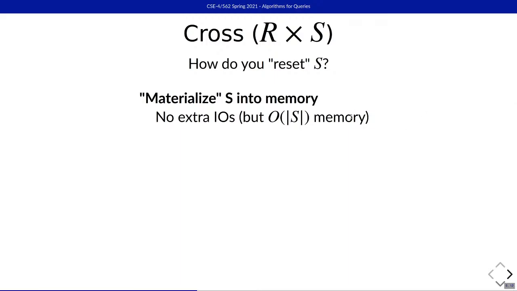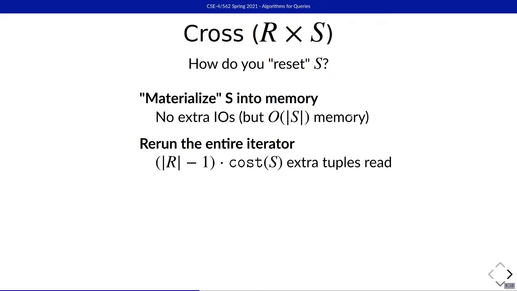Maybe we don't have enough memory to be able to pull that off. So what are our options here? Option number 2 is to rerun the entire iterator from scratch. The downside to that is, well, now we're paying the cost of rerunning that entire iterator from scratch multiple times.